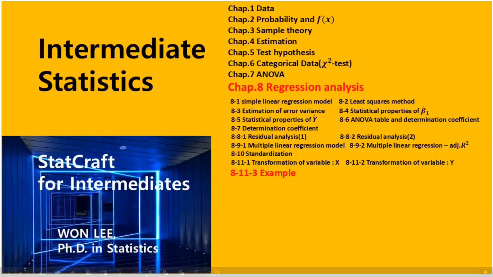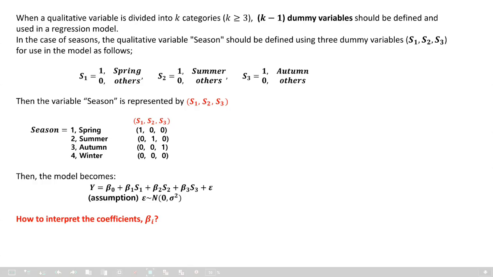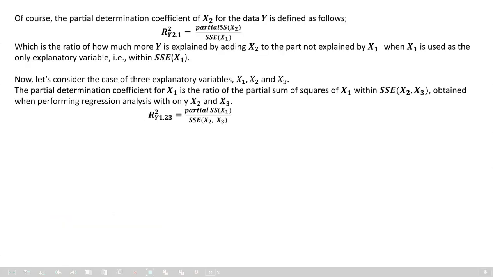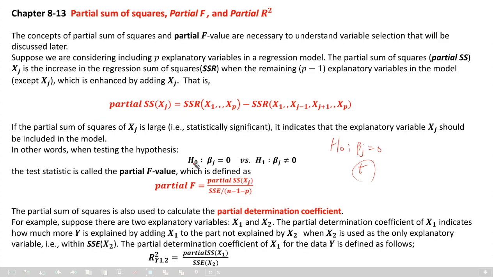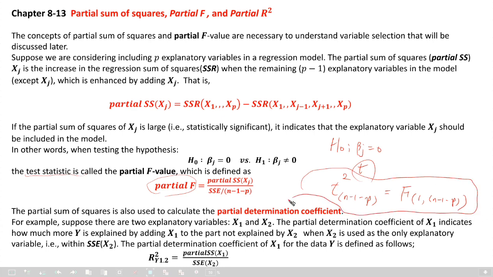Here, in this part, section 13, the test statistic is partial F, but t squared with degrees of freedom n minus 1 minus p equals F with degrees of freedom 1 and n minus 1 minus p, theoretically. So we may see this kind of result easily, but I skipped it.